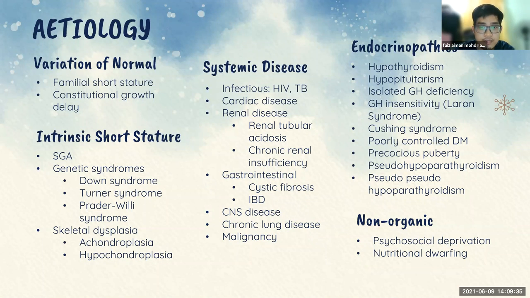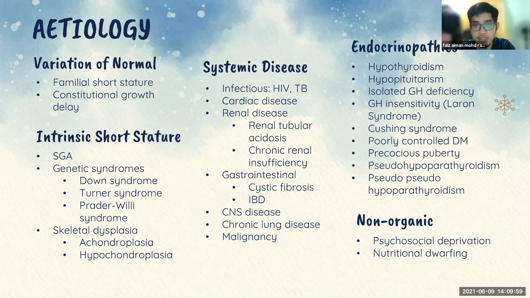Okay, and of course, systemic disease can affect the growth of the child. So if the patient has an infection, for example, HIV infection or TB infection, they can have short stature, as well as other chronic infection of other systems. For example, chronic cardiac disease, renal disease, GI disease like cystic fibrosis or IBD, CNS, lung disease, or malignancy.